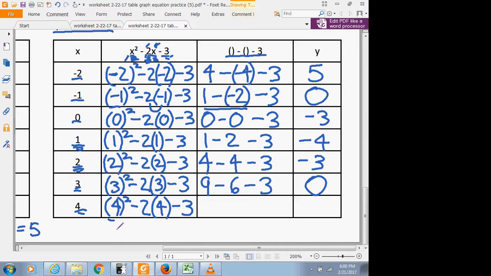So ultimately, 4 times 4, I get 16. 2 times 4, I get 8. And I subtract that. And then I do minus 3. Always minus 3. 16 minus 8 is 8. 8 minus 3 is 5.